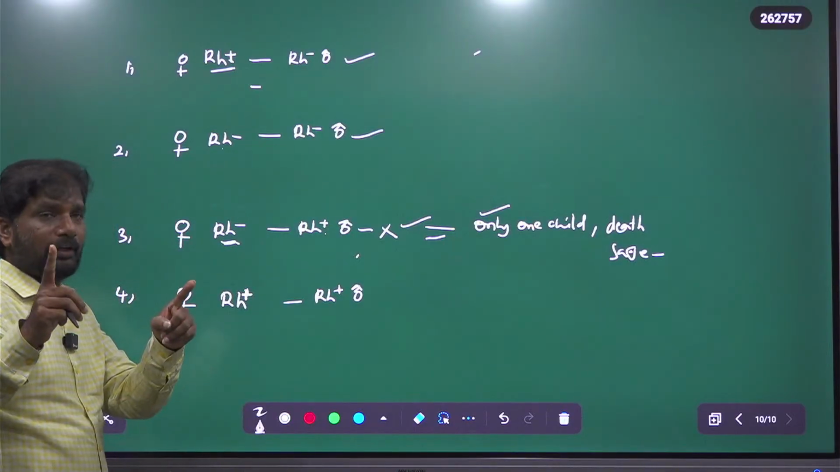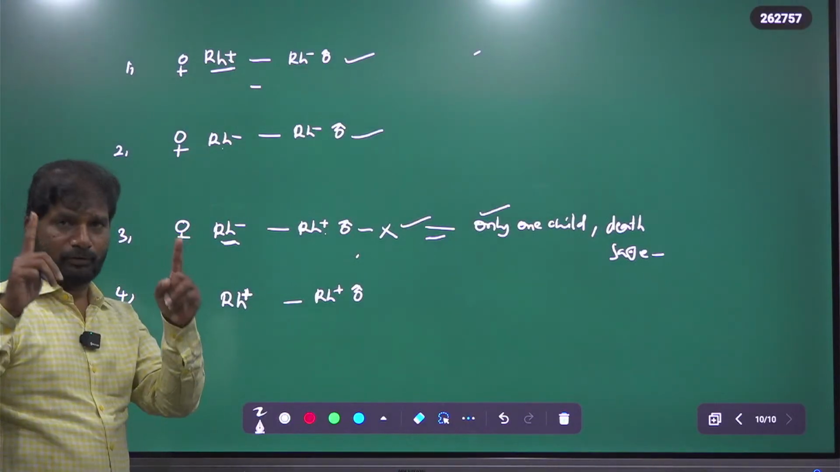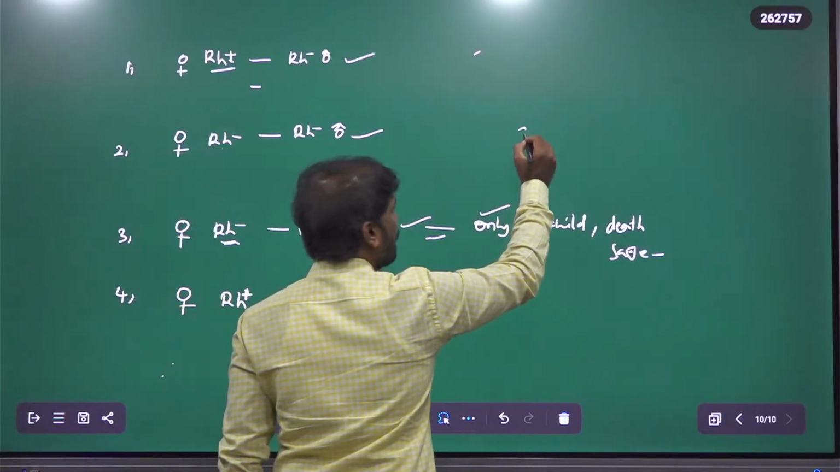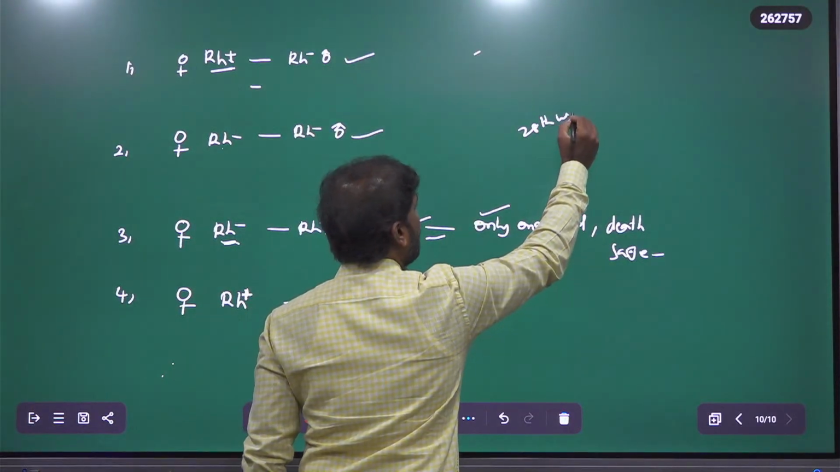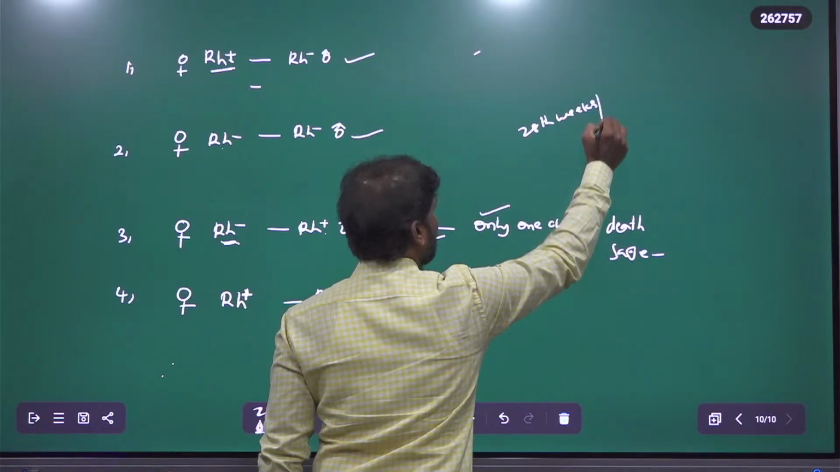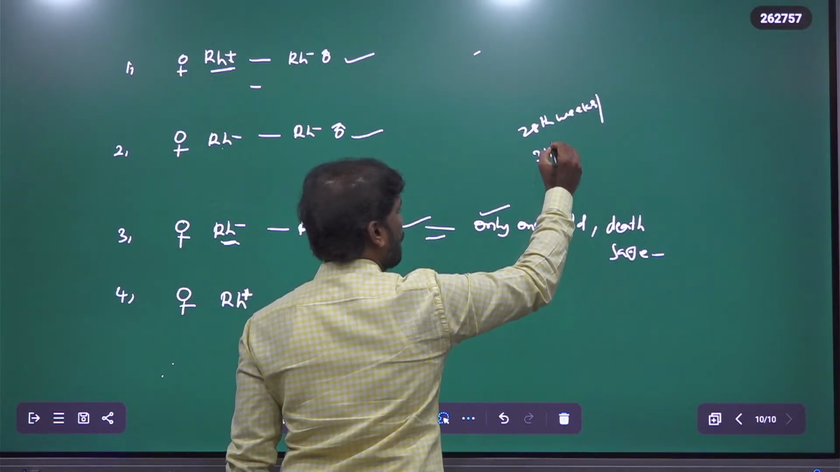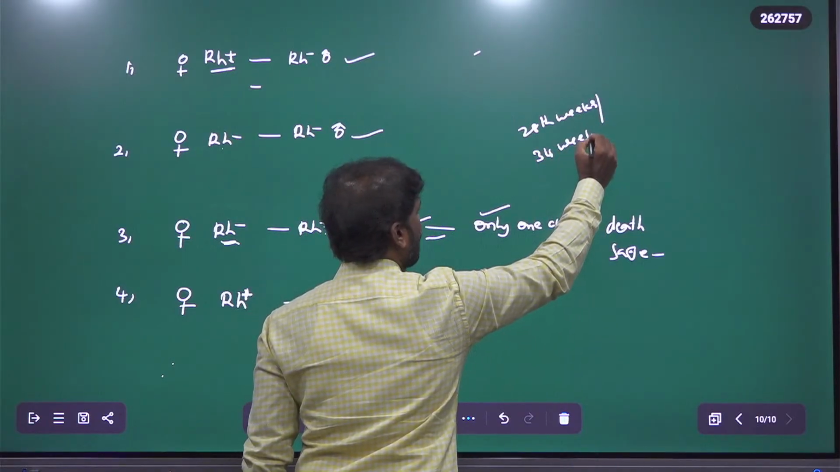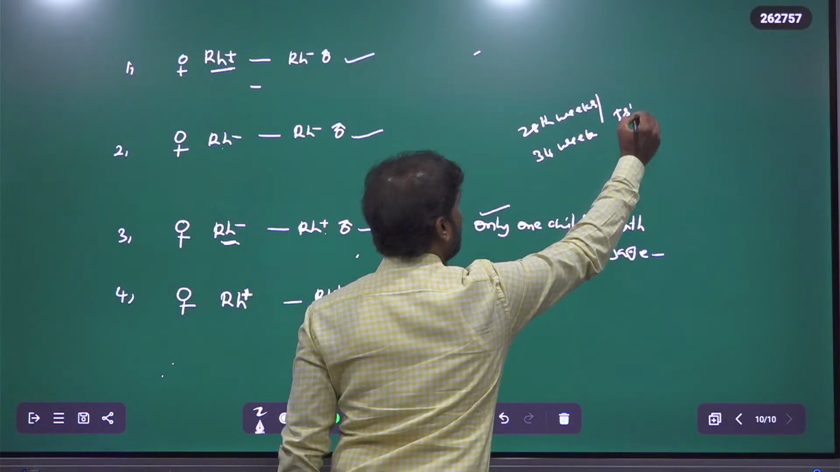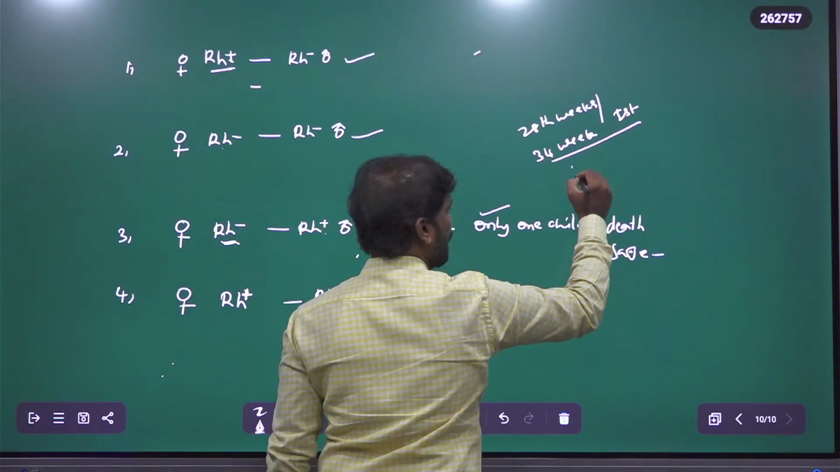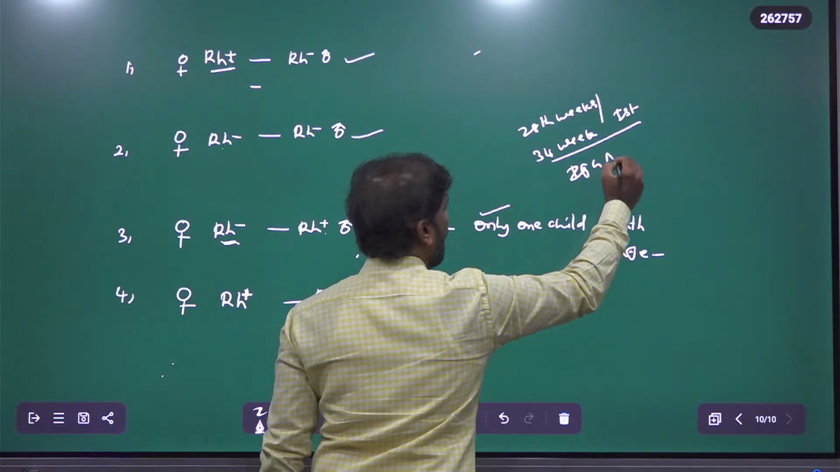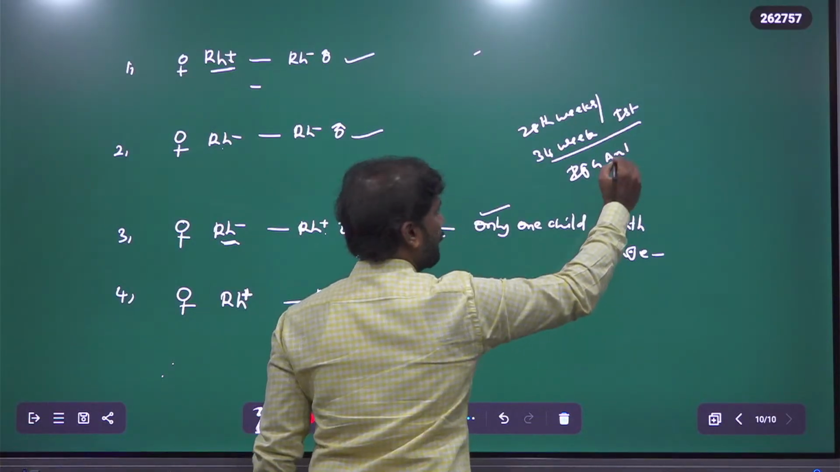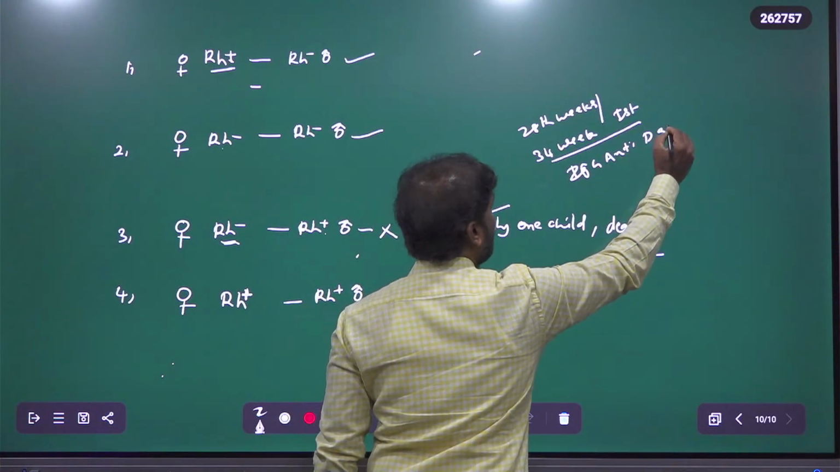When will the second child be safe? During the first pregnancy, at the 28th week or the 34th week of the first pregnancy, you can give the IgG anti-D antibodies.